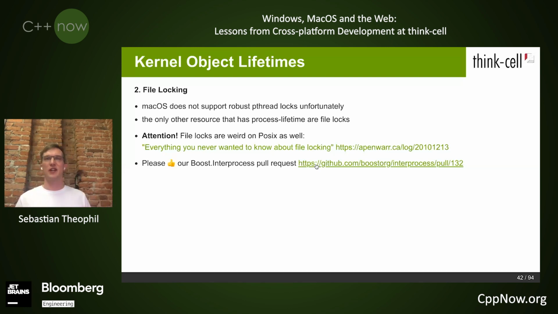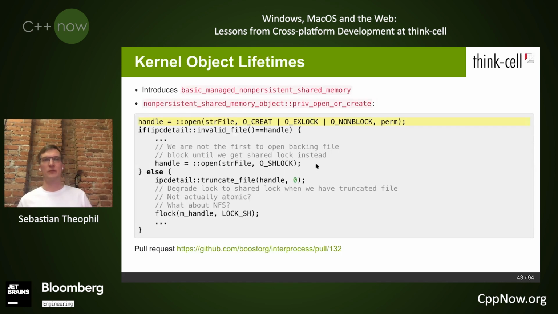And the only resource that I could find on POSIX systems that has process lifetimes is a file lock. And file locks are very weird. There are a lot of warnings about them, and they have weird semantics. And there's also a Boost Interprocess pull request by us to implement better shared memory semantics on POSIX systems, semantics that get closer to the Windows version. So what are we doing? Something I think is pretty simple.